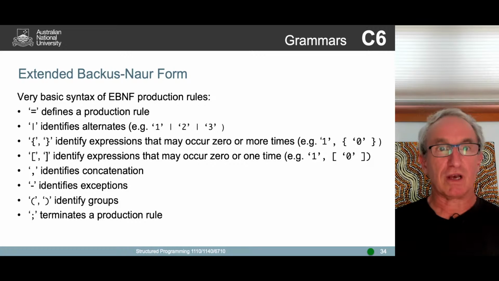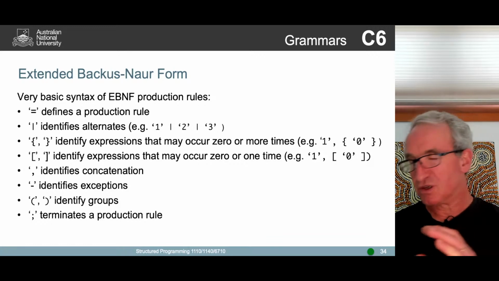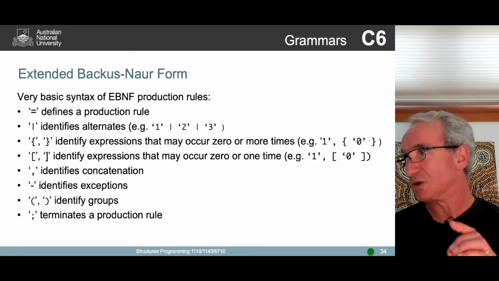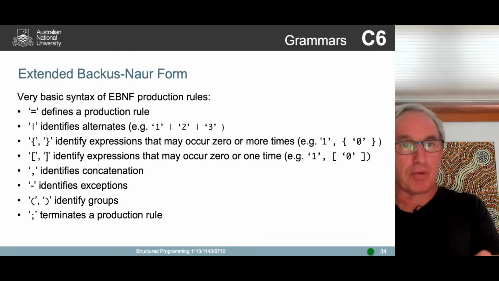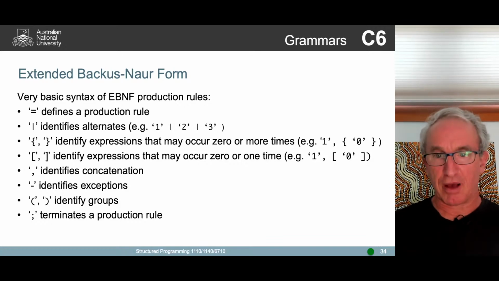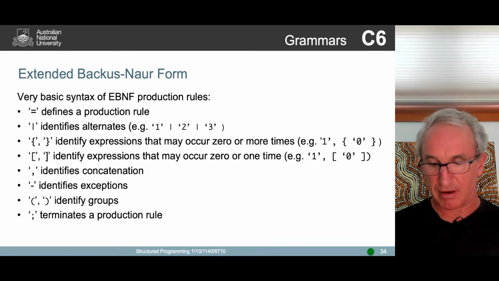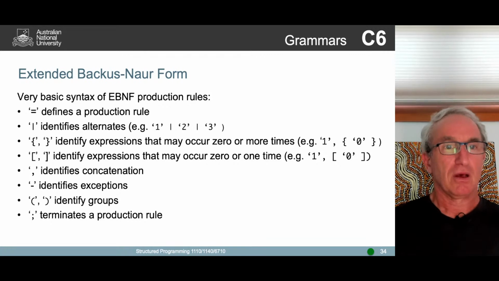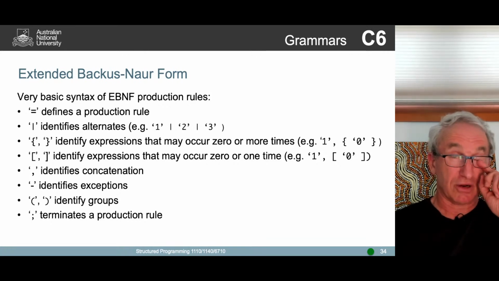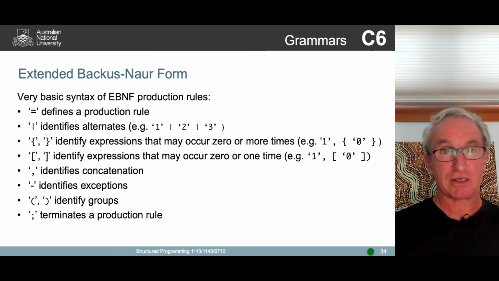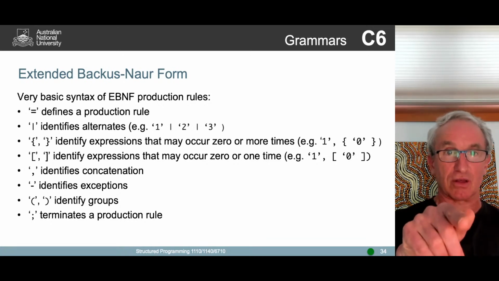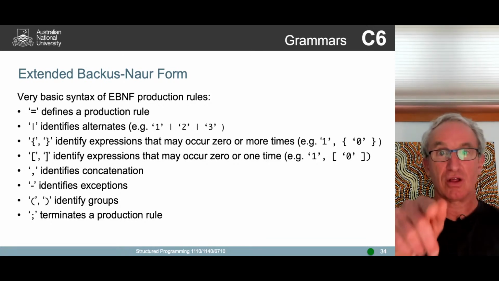So EBNF looks like this, the very basic syntax of EBNF production rules. You've got an equal sign, which defines a production rule. This will make more sense when we start doing examples, which we're going to do in a few moments. A vertical bar, which sometimes we call a pipe. You can see that on your keyboard, perhaps above the backslash key. The vertical bar identifies alternatives, so you can see three things there. You've got three alternatives: the character 1, the character 2, the character 3.